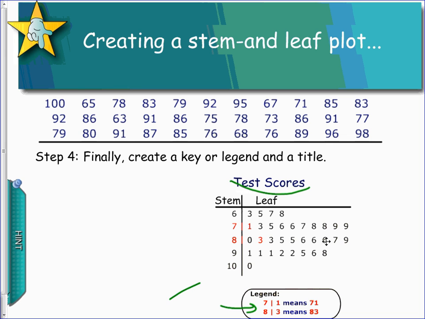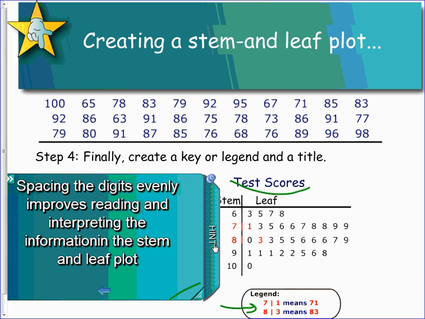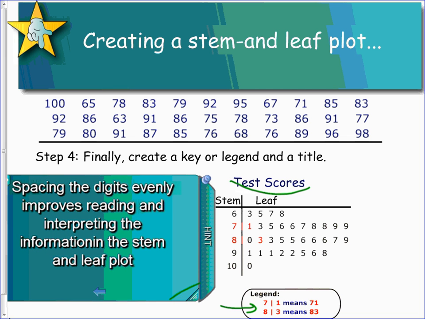And one thing to keep in mind when you're making your stem and leaf plot is, if you spread the digits out evenly, it improves the reading and the interpretation. So this needs to be neatly done. You don't want your numbers all on top of each other. You don't want them to be written at diagonals. You want them in nice, neat rows so that you can easily read the information.